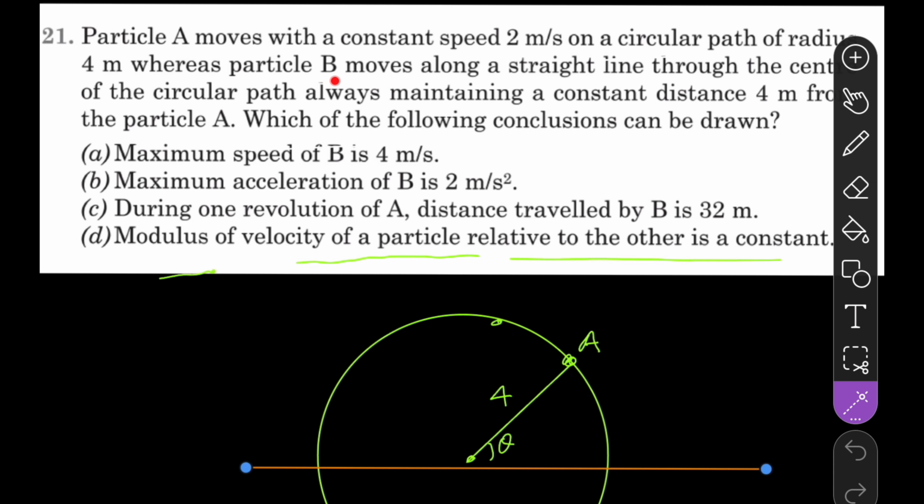There is another particle B that moves along a straight line through the center of the circular path. So there is another particle B which is moving along this line, suppose, and this line is passing through the center of the circle, and such that it's always maintaining a constant distance of 4 meters from particle A. So the position of B is such that the distance between A and B is always 4 meters. And then we have to tell about the maximum speed of B, maximum acceleration of B, etc. Okay, so this is the question.